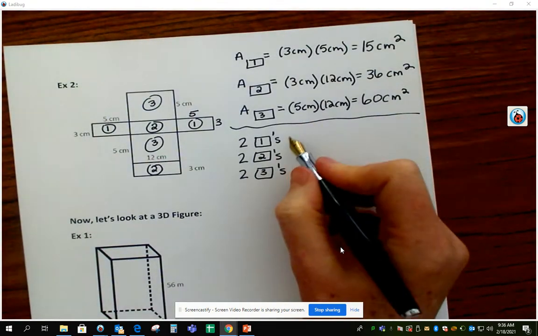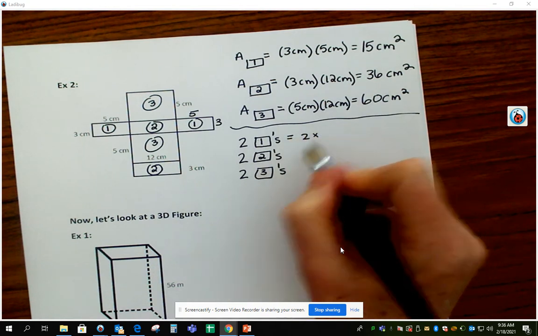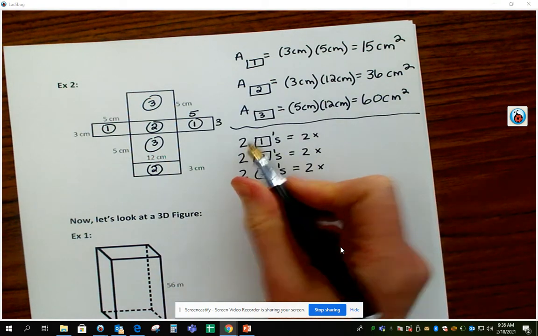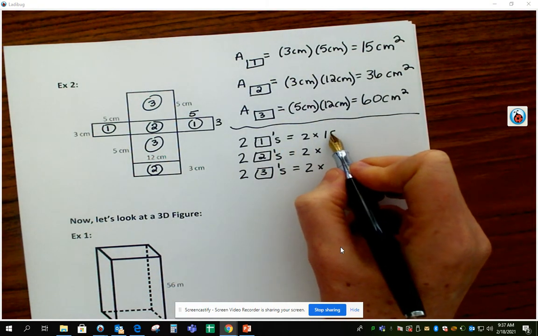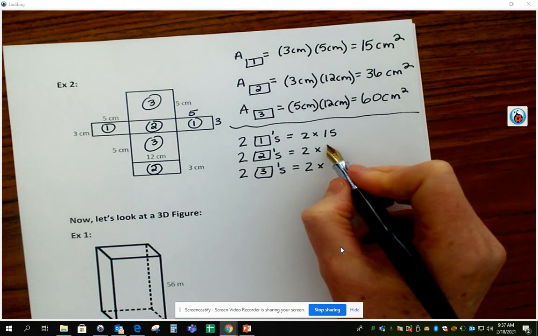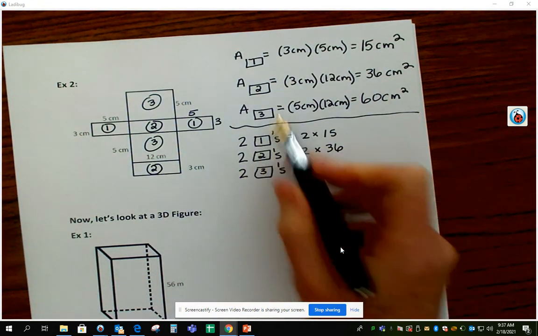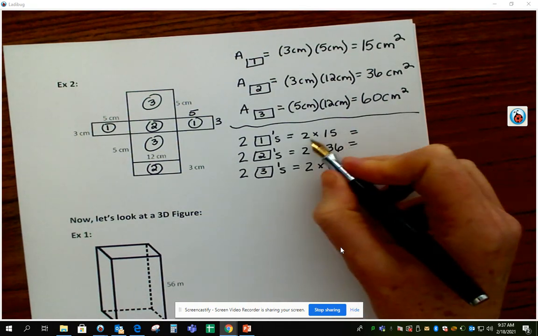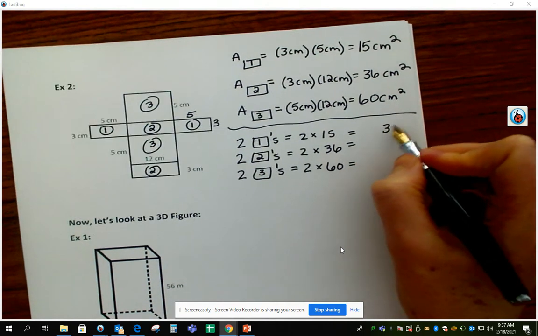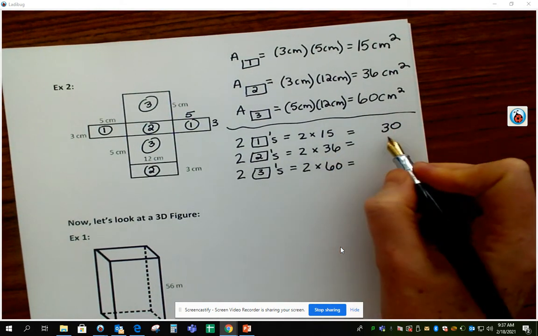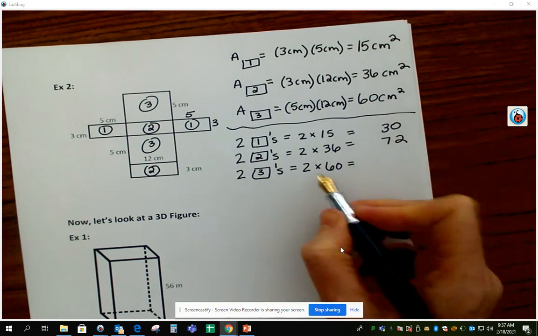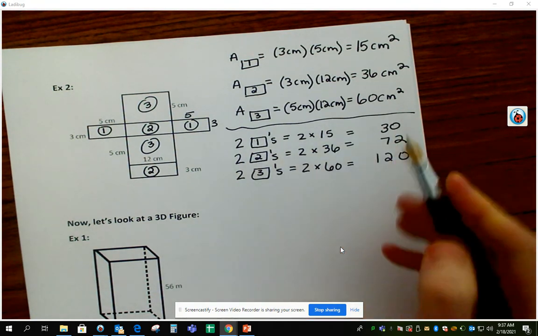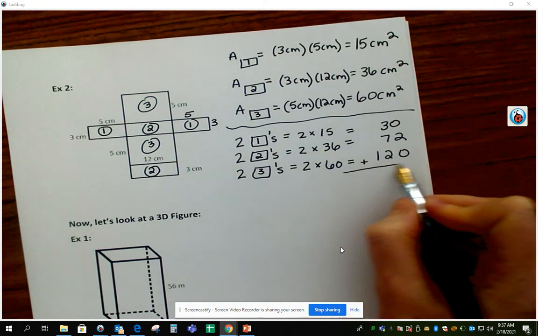So now I just need to multiply 2 times whatever the area is. So the area of 1 was 15, so 2 times 15. The area of 2 was 36, so 2 times 36. And the area of 3 was 60, so 2 times 60. I'm going to get my totals. 2 times 15 is 30. 2 times 36 is 72. And 2 times 60 is 120. So now I have all my areas. I just need to add them up to get a total.